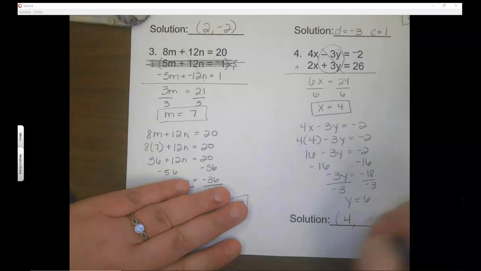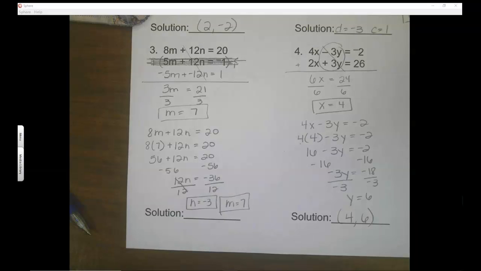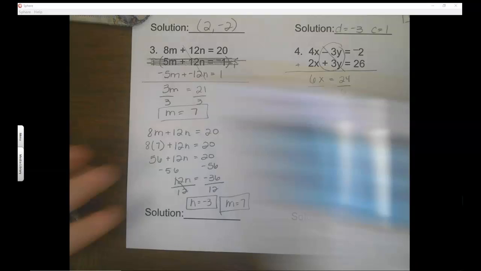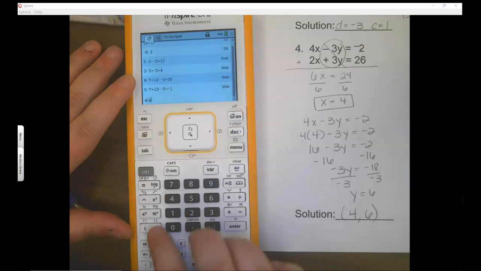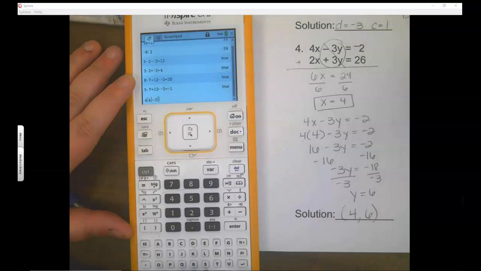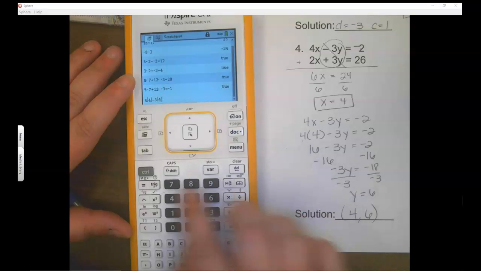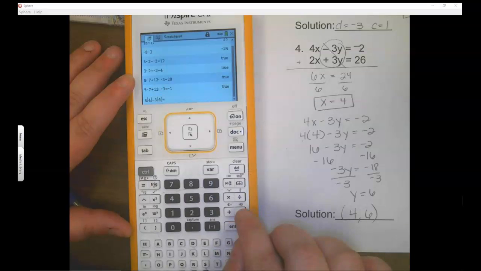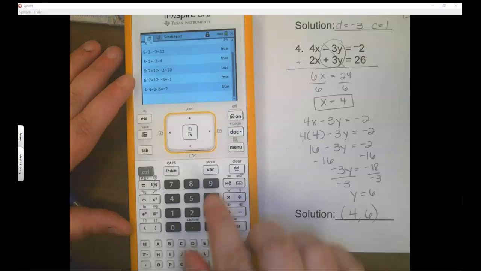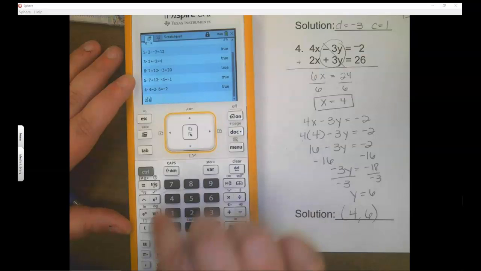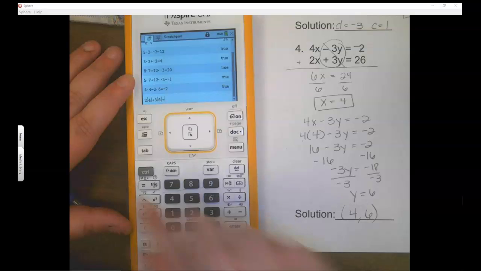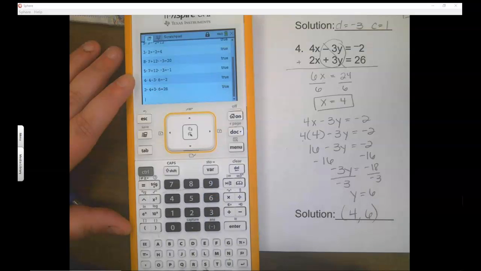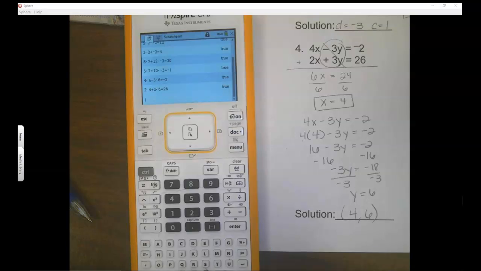I'm going to check this. Hopefully you did also. All right, hopefully you've already checked it, so you already knew. So I'm going to do 4 times my x. My x was 4. Minus 3 times my y, which was 6, equals negative 2. True. And then 2 times my x, which is 4, plus my 3 times my y, equals 26. True. So we did it right. That's a good thing about being able to check it.